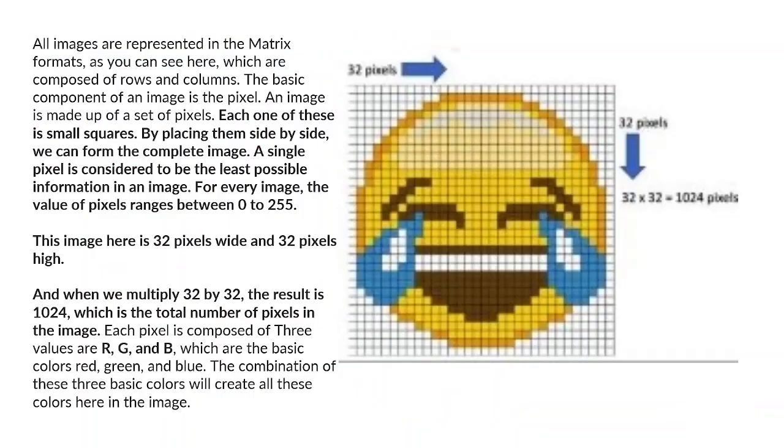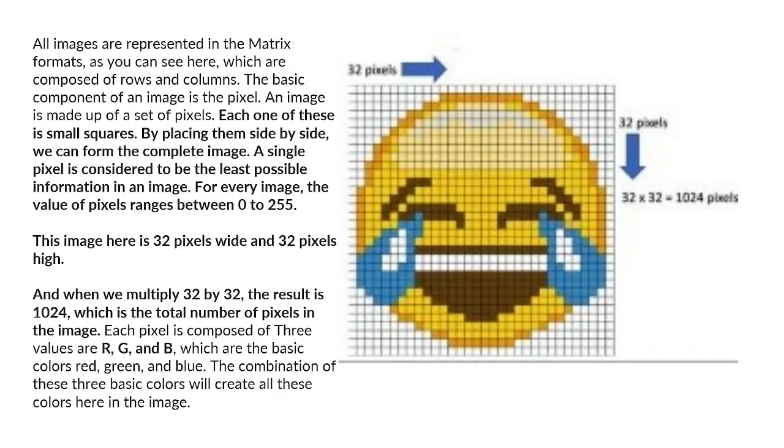Now we can see every image is divided in the format of a matrix. As you can see, this image is also divided in the form of a matrix, that is nothing but rows and columns. The basic component of an image is the pixel, that means an image is made up of a set of pixels. Similarly, I've taken the example of this image which represents a smiley, and it has been divided into small boxes which are nothing but the pixels, and by placing them side by side we get a complete image.